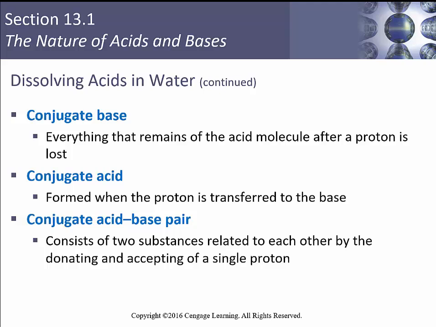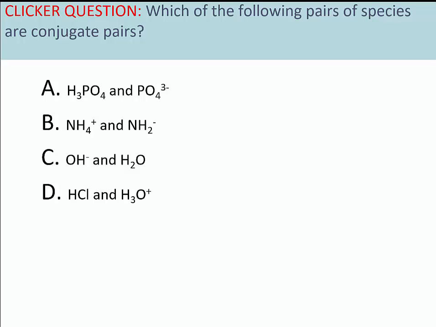All right, let's test ourselves. So which of the following pairs of species are conjugate pairs? A, H3PO4 and PO4 3 minus; B, NH4 plus and NH2 minus; C, OH minus and H2O; and D, HCl and H3O plus. Pause, give yourself a second. All right, let's come back at it.